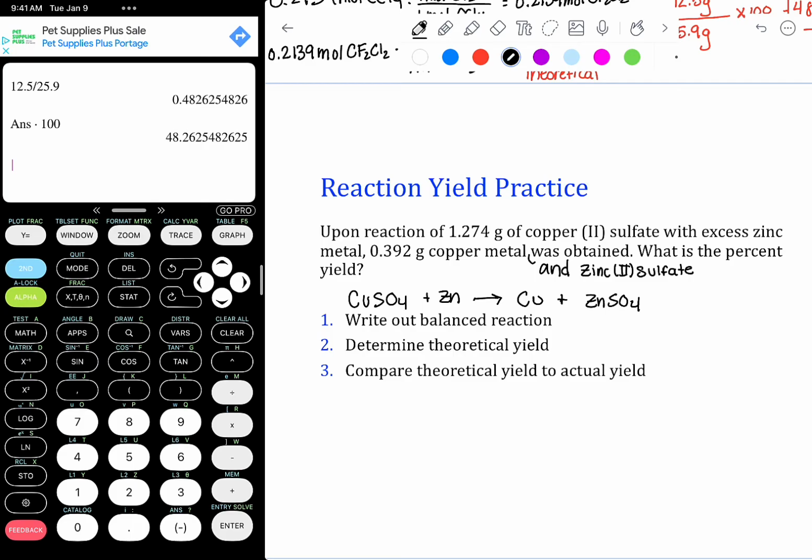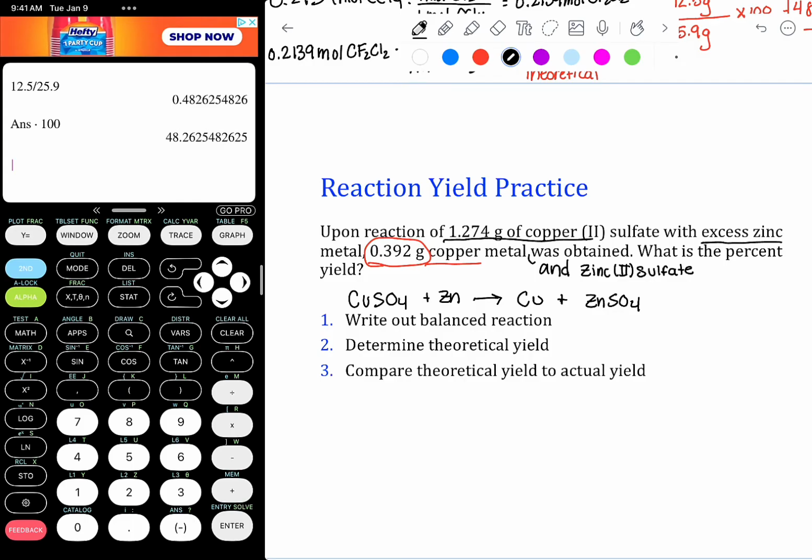The next thing we want to do is complete this problem similar to how we did the last problem. We want to determine the theoretical yield from our mass of reactant and then compare that to the actual yield, which is given here as 0.392 grams of copper. So this is our theoretical yield because it's the product that we're getting out. So we know that copper 2 sulfate is our limiting reactant because the product says that we have excess zinc. So the only thing that's controlling the amount of product that we're getting out is the copper 2 sulfate.